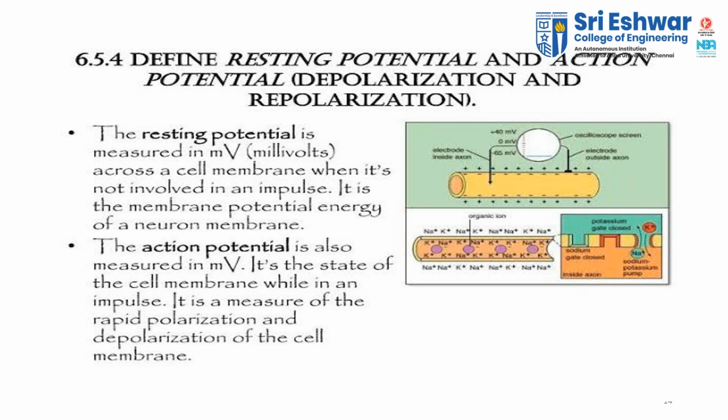So what is action potential? It is the state of the cell membrane while in an impulse. The measure of rapid depolarization and repolarization of the cell membrane is said to be action potential. From the diagram you can see this is your resting potential. There is no movement of ions between the external and internal membrane. Positive charges are present on the outside, and negative charges are present inside your cell. So there is no movement or exchange of ions here. This is said to be resting potential.